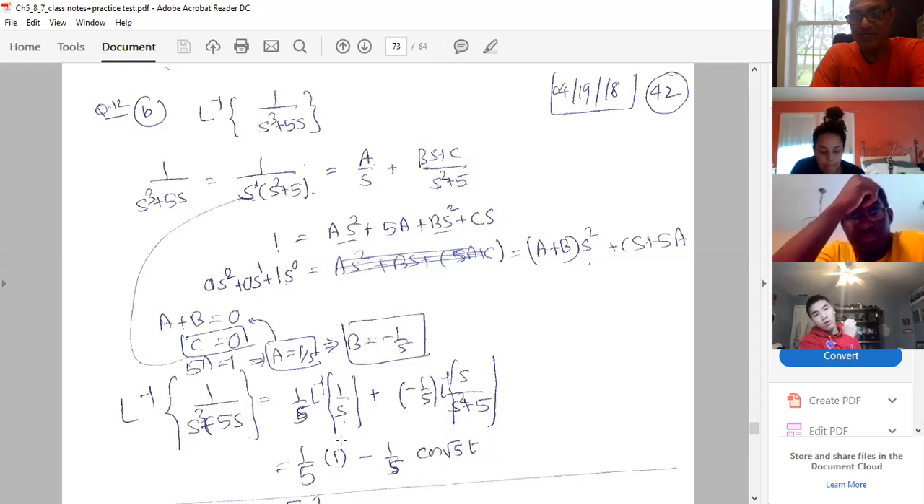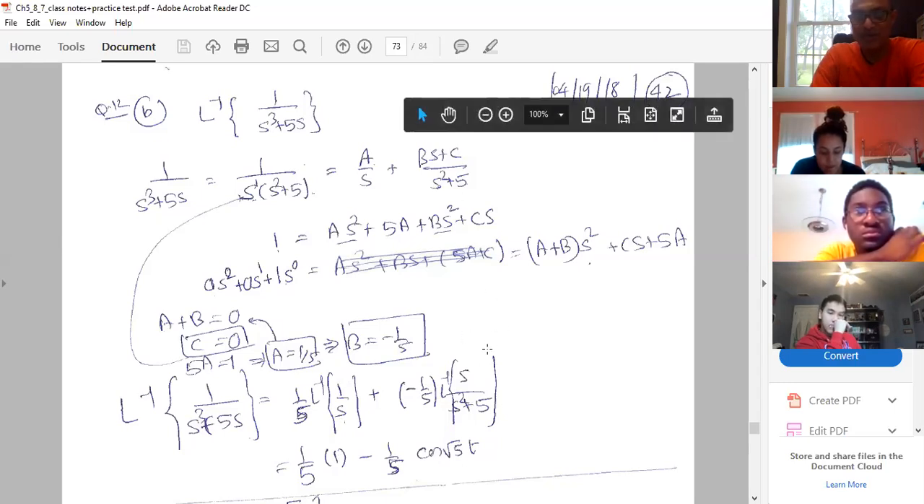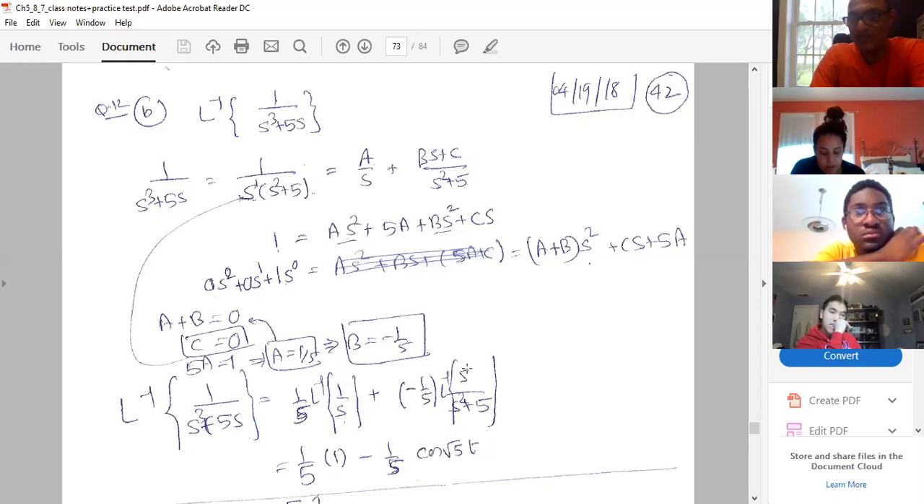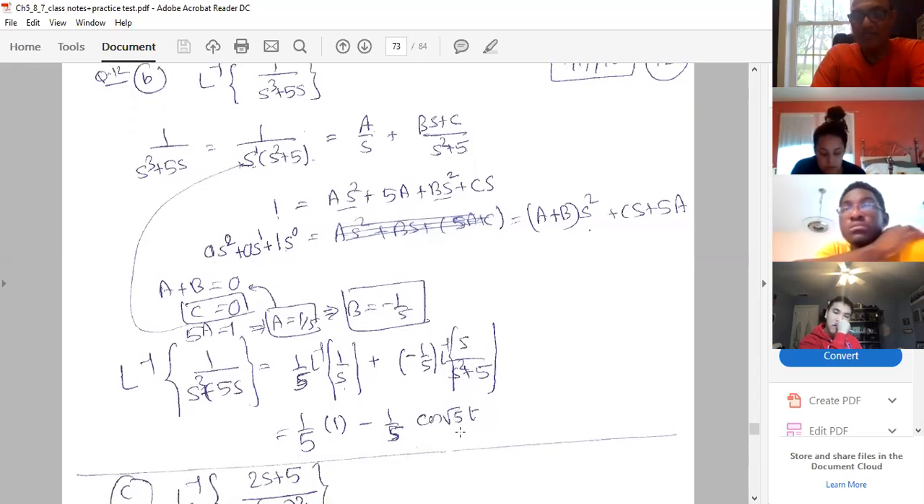Inverse of 1 over s is equal to 1. Negative 1 over 5, I just took it out. And inverse of s over s squared plus 5, what is that? This is nothing but the cosine function: cosine of at equals s over s squared plus a squared. So here a squared is 5, so a is root 5. So 1 over 5 cosine of root 5 t. That is the answer.